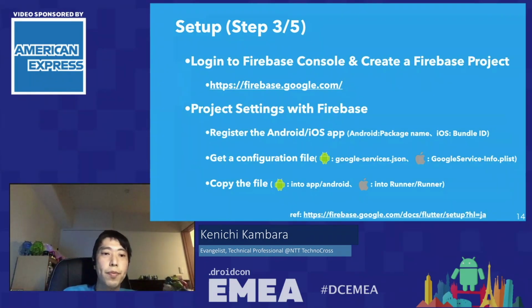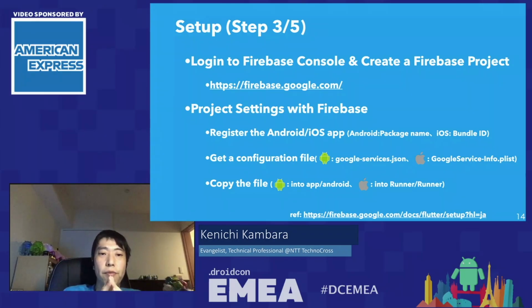Third step is logging in to the Firebase console. And we need to create one Firebase project for each app. And we need some configurations. Our next step is to register our application ID. For example, package name for Android, bundle ID for iOS. Next is to download this file to our local PC.